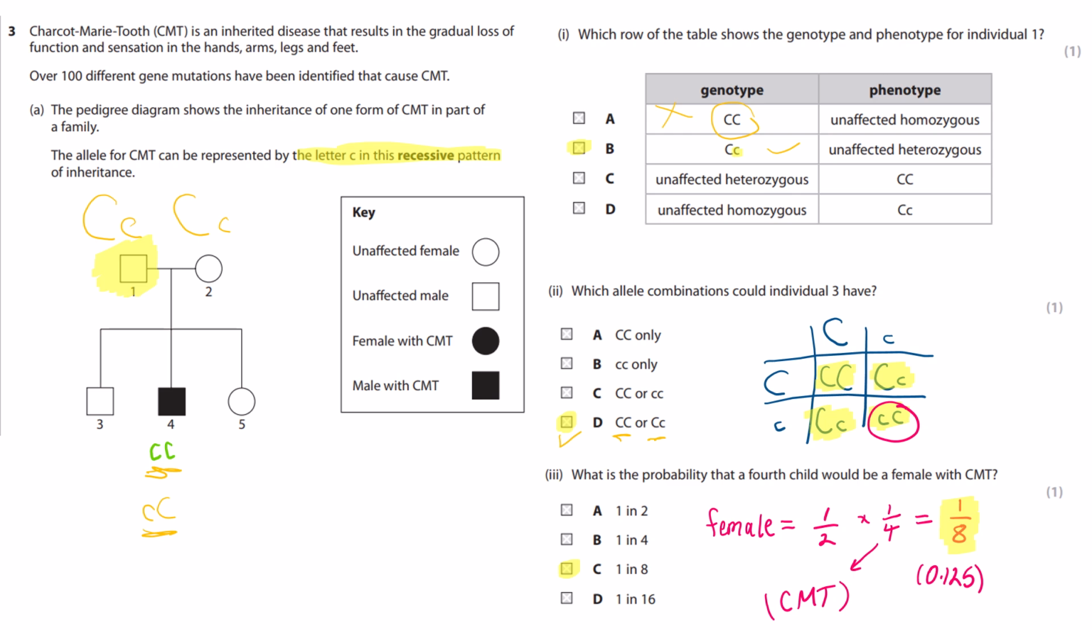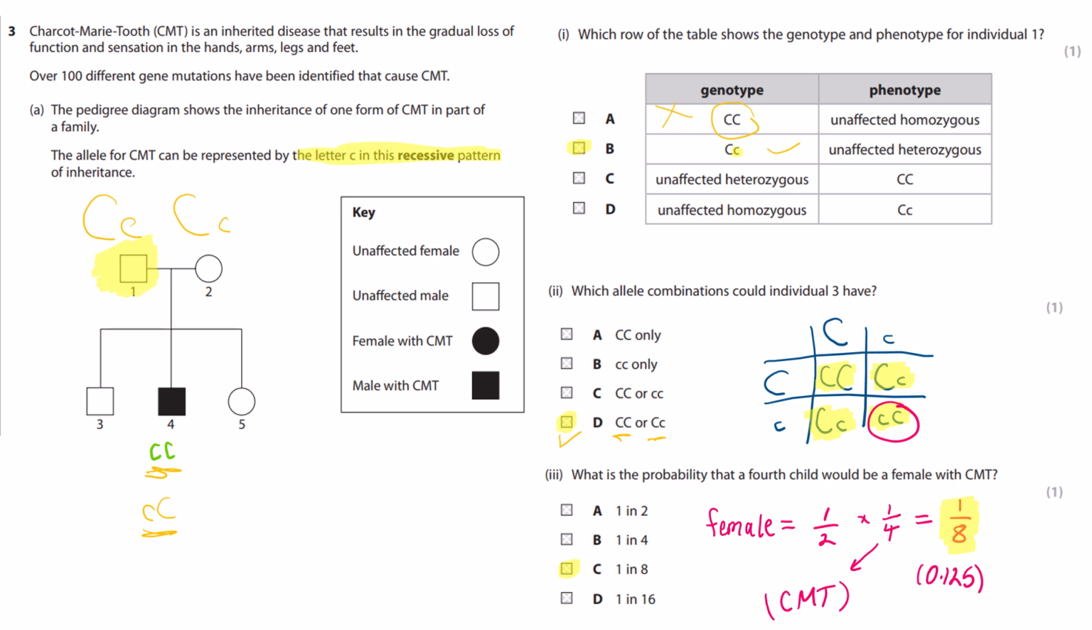What is the probability that a 4th child would be a female with CMT? I used to be so confused with these questions because I was like, do you add them? Do you multiply? No. You just multiply them. So the chance of being a female is obviously 50%. You're either going to be a male or a female at birth. So the chance is going to be 1 over 2.